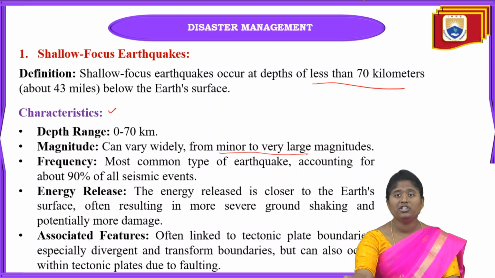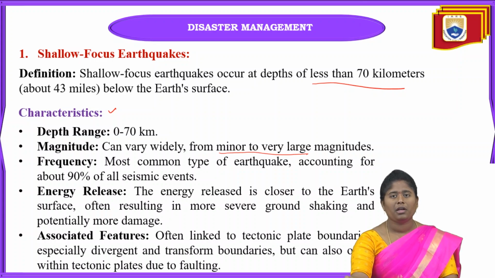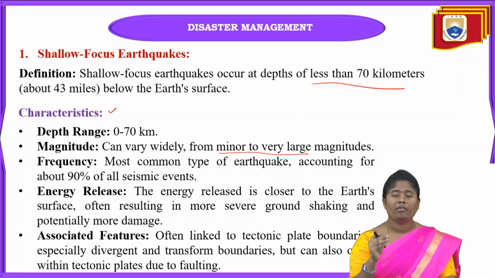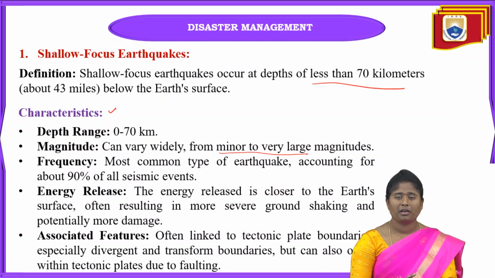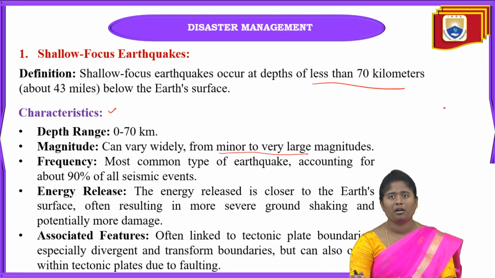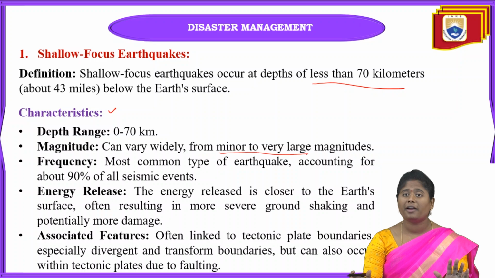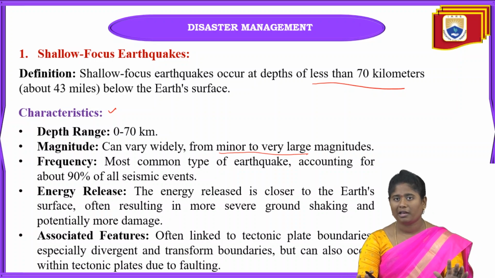And what is the energy released at that time? The energy released in a shallow focus earthquake is very close to the earth surface. When this type of earthquake occurs, it is very near to the surface, so there will be much more severe ground shaking and also more damage to the earth surface and to human life.